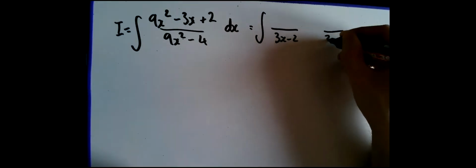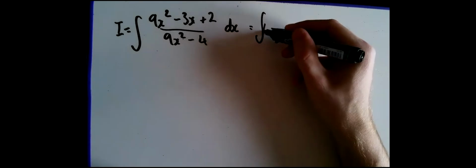So let's integrate 9x squared, take away 3x, plus 2 over 9x squared, take away 4 dx. Hopefully, again, I'm going to put this I, in case I need to refer back to it. So hopefully you would spot that the bottom can be factorized. So it would be 3x take away 2, 3x plus 2, just the difference of two squares.